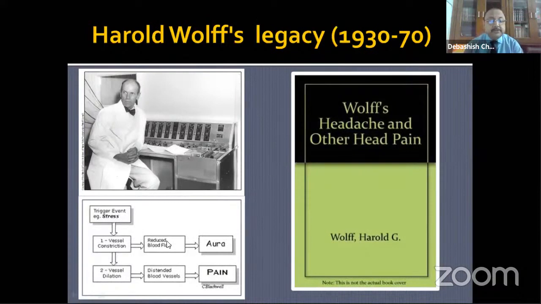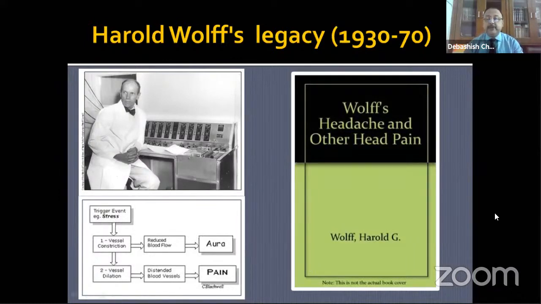So for him, it was simple that the trigger or the stress will cause vasoconstriction. There will be reduced blood flow that will cause the neurological symptoms called the aura. And this is followed by vasoconstriction. In the second phase, you will have the vascular dilatation. You have distended blood vessels, which will cause the throbbing, and that will cause the pain. So it was a simple process.